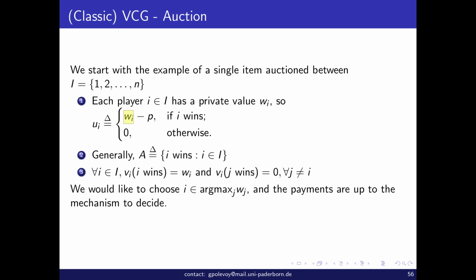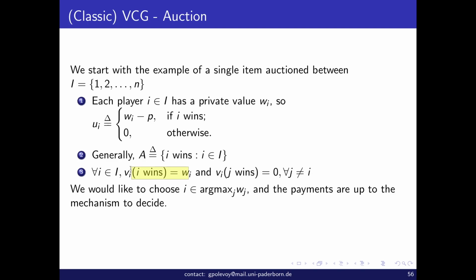Now, in general, the options are that each player can win: player 1 wins, player 2 wins, exactly one player wins. These are the options. And for each player, the valuation is that if that player wins, then the value is what the player obtains, wi. And if that player loses, in other words, if someone else wins, any other option, then the value of that player is 0. That's the value for the item.